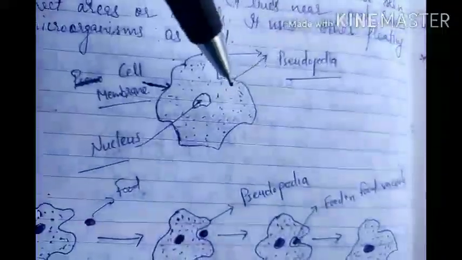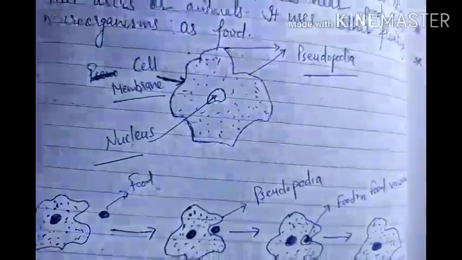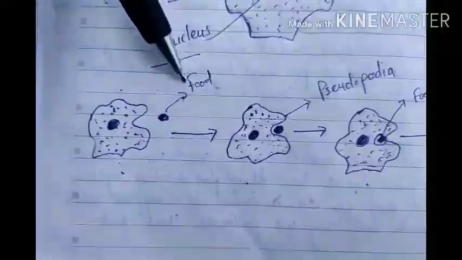Let's discuss its nutrition, meaning how it gets the nutrition. You can see the diagram. In this diagram you can see the amoeba and its food.